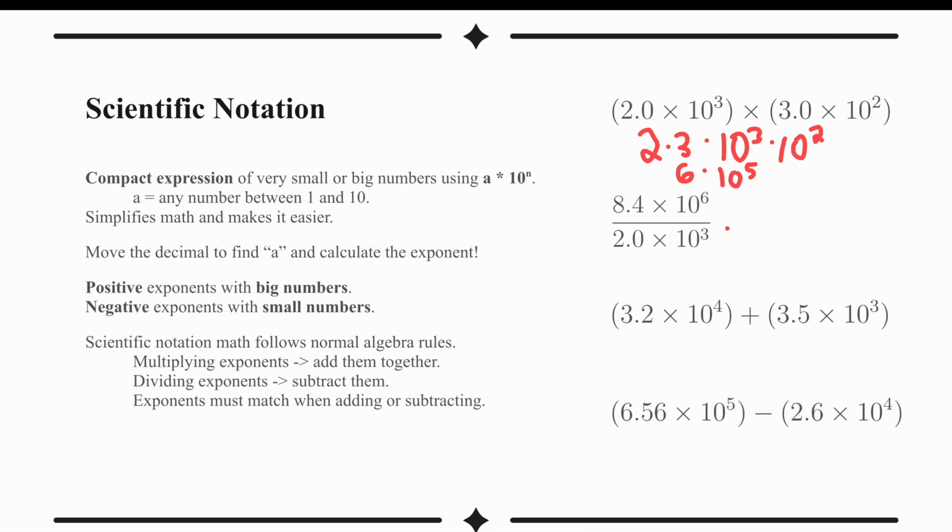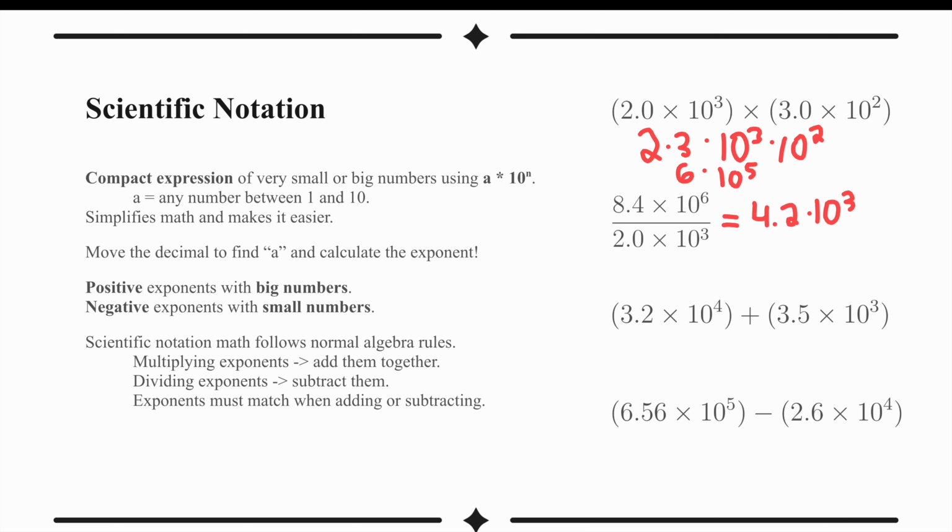For this equation with division, we'll subtract the exponents. So 8.4 divided by 2 is the same as 8 divided by 2, which is 4, and 4 divided by 2, which is 0.2, times 10 to the 6 minus 3 is 3. So this ends up being 4.2 times 10 to the third.